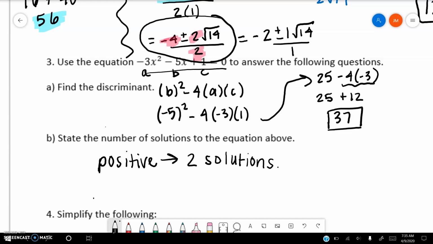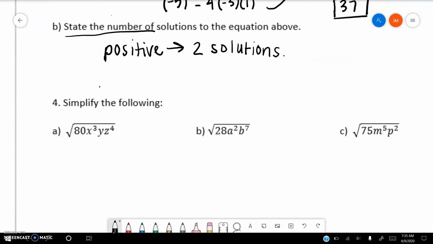You could also have 2 solutions that would just be like negative 5 and positive 1. So there's a couple different cases. You're going to see some examples on here. But just so you know that if it says to state the number of solutions, this is what it means. If your answer was negative, you would have no solutions. And if your discriminant was 0, you would have 1 solution. Okay? All right, moving on to number 4.